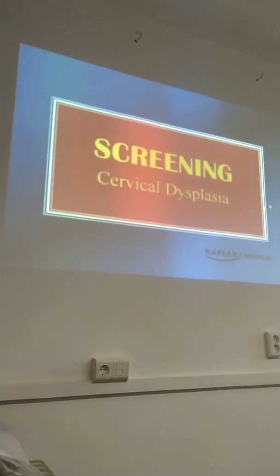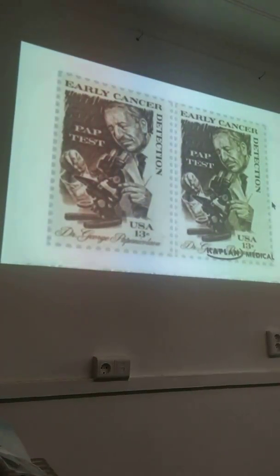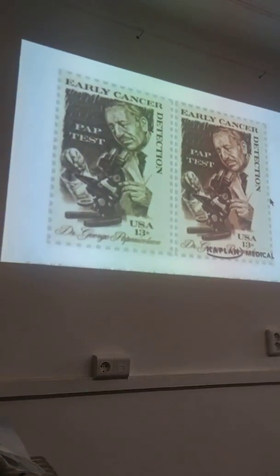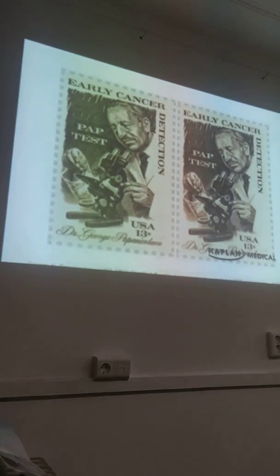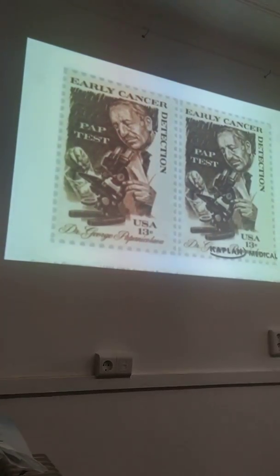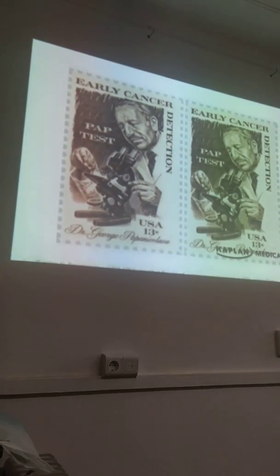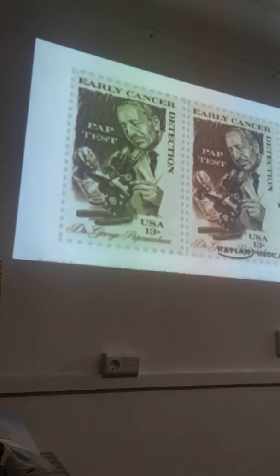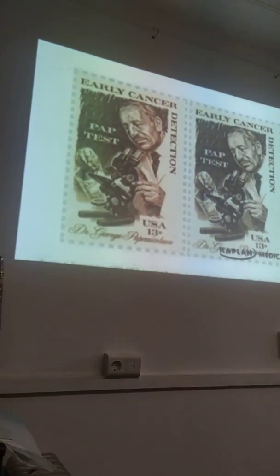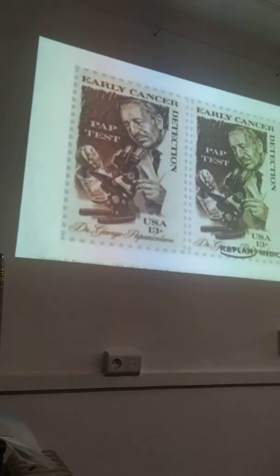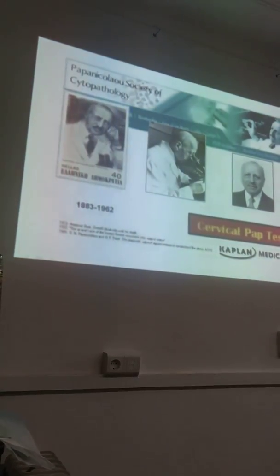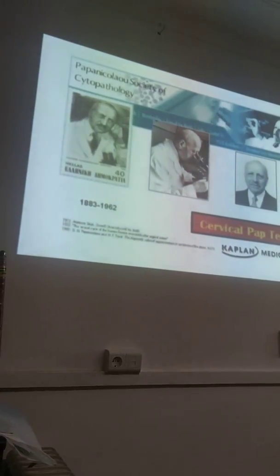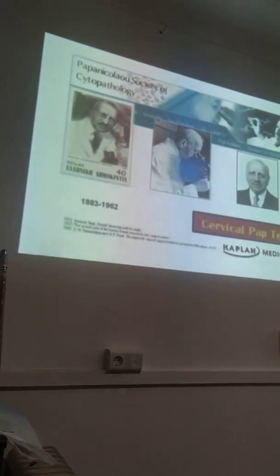Screening for cervical dysplasia. The screening is done using a pap smear. And this is Dr. George Papanicolaou. This is a slide which was done in honor of him, the 50th anniversary of his describing the role of vaginal smears in the detection of early cervical cancer. And it used to be that 500,000 women around the world would die each year from cervical cancer. So we owe a lot to Dr. Papanicolaou, who was a Greek gynecologist, practiced in New York.